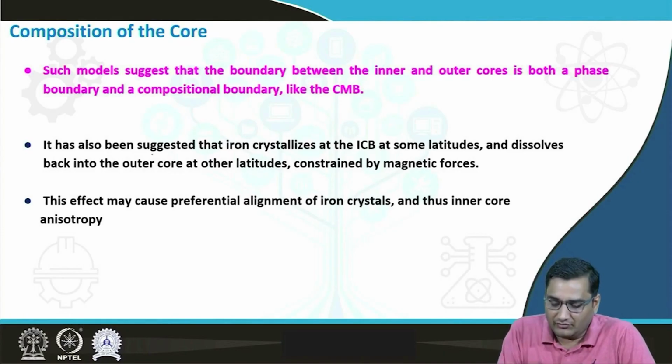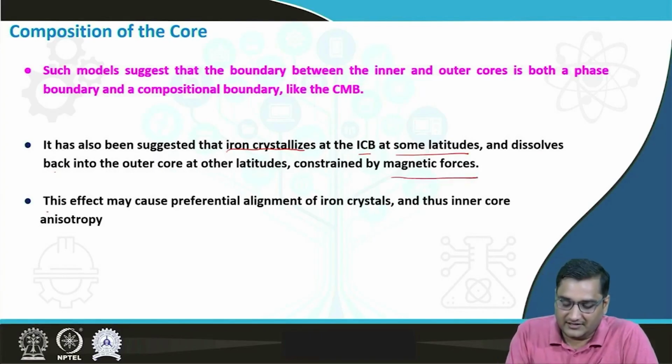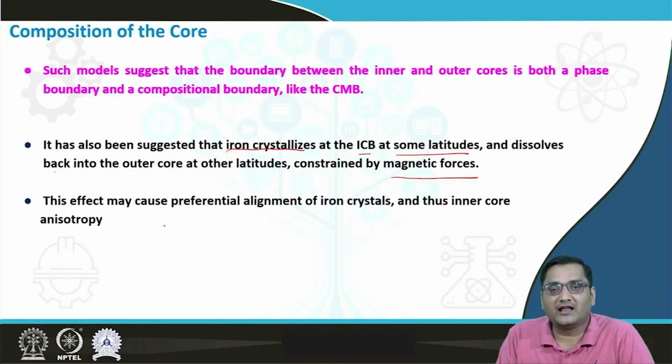It has also been suggested that iron crystallizes at the inner core boundary at some latitudes and dissolves back into the outer core at other latitudes, constrained by magnetic forces. This effect may cause preferential alignment of iron crystals and thus inner core anisotropy.